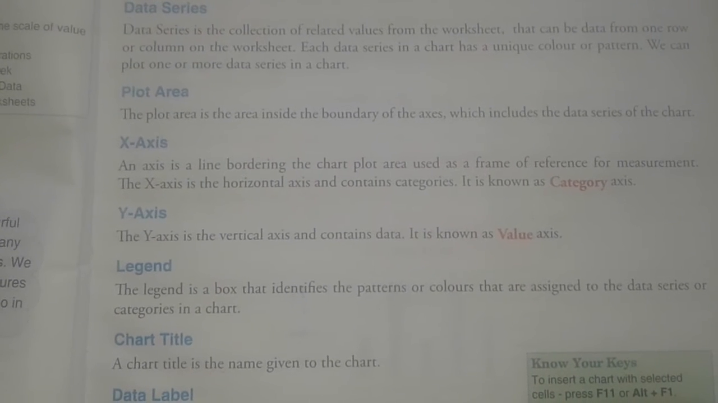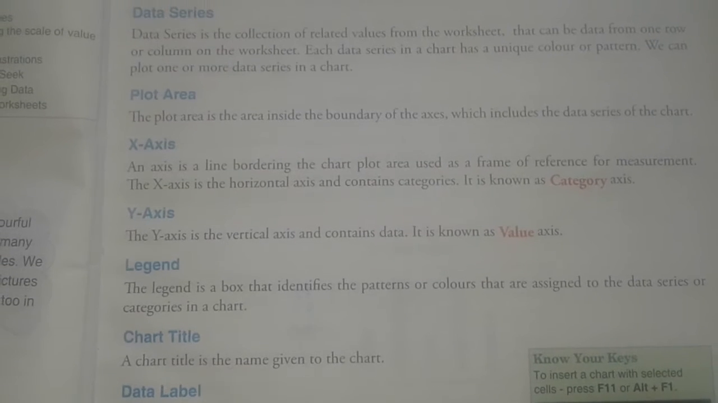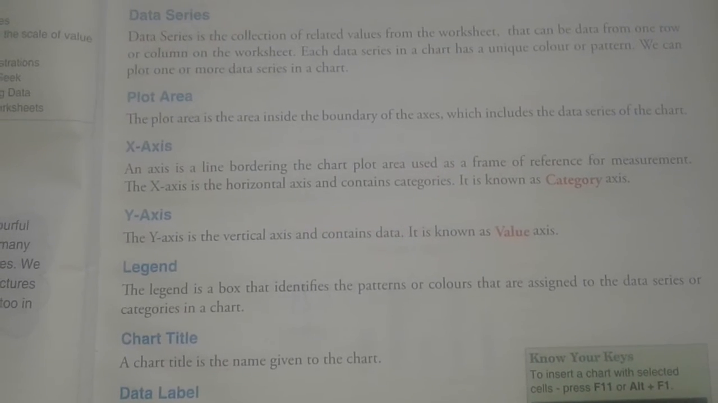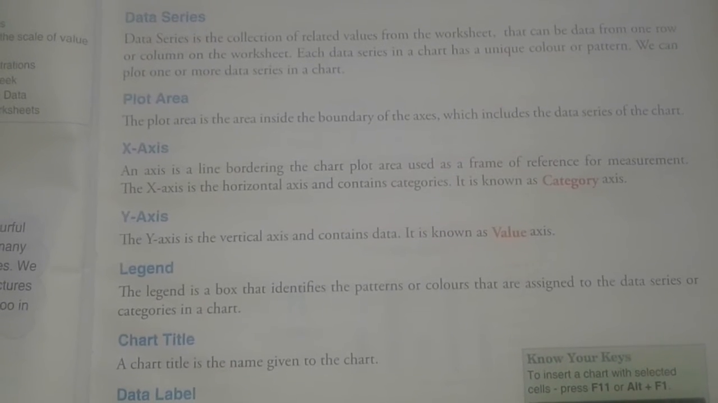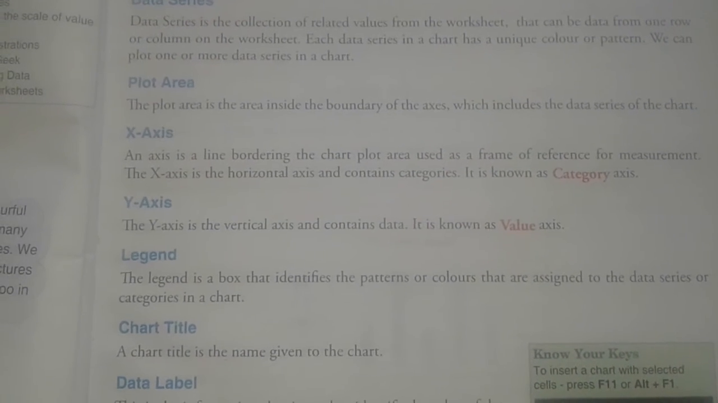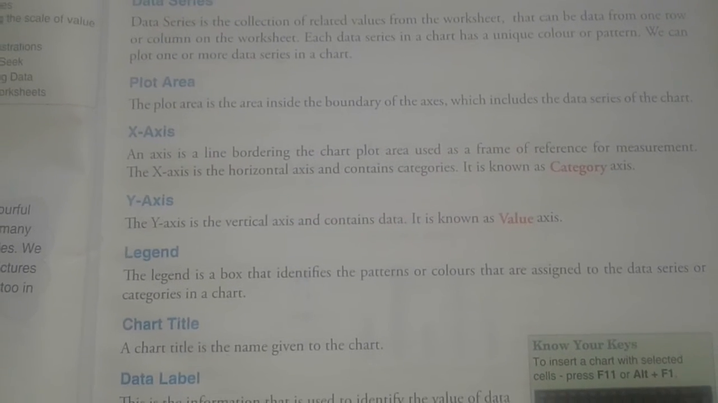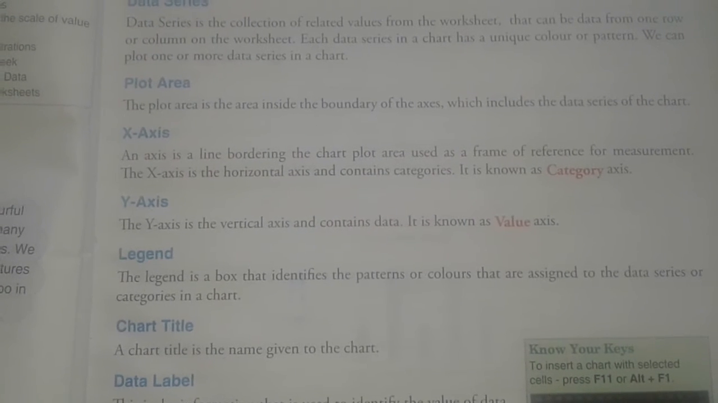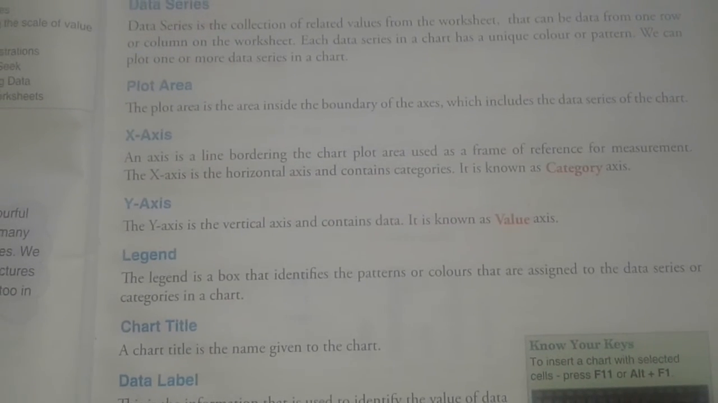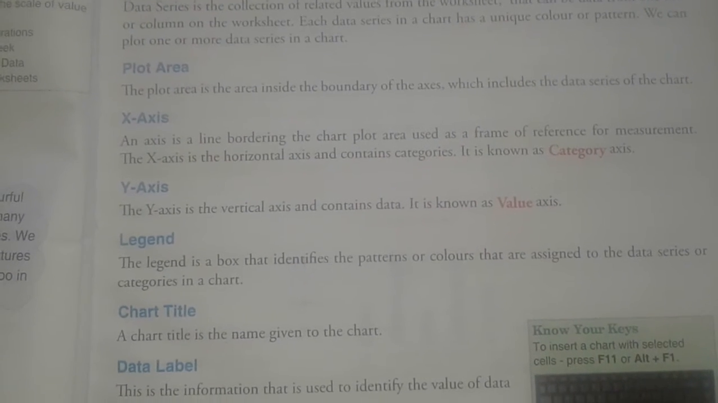An axis is a line bounding the chart plot area, used as a frame of reference for measurement. The x-axis is the horizontal line and contains categories. This is known as the category axis also. We call the x-axis the category axis also.